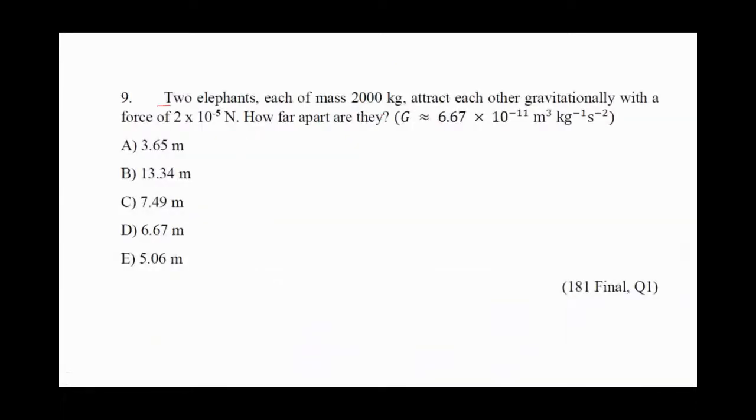Two elephants, each of mass 2,000 kilogram, attract each other gravitationally because they are two masses. But because they are small masses, they are not planets, they are not stars, but still there is a gravitational force. This force will be very, very small. So they attract each other gravitationally with a force of 2 times 10 to the power of negative 5 Newton. So this is a small force.